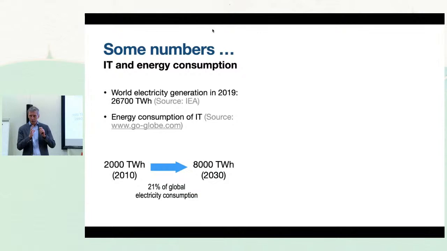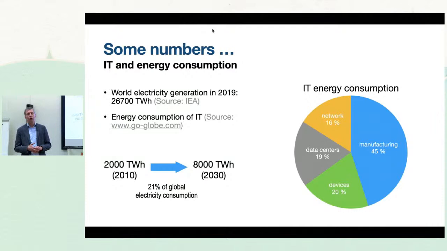So if we just look at information technology, we can say that 45% of the energy consumption is used in manufacturing, building computers, building smartphones, all these devices. And more than 50% is basically for using these devices. And we find 20% for devices, computers, smartphones, everything. We find 16% for networking, running the internet, for example, and 90% for data centers.